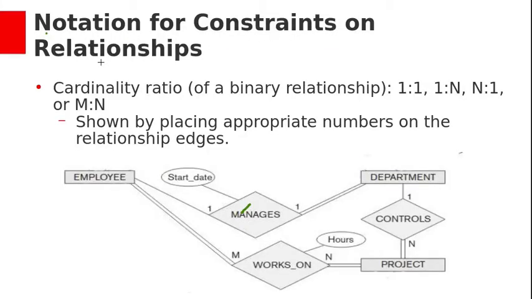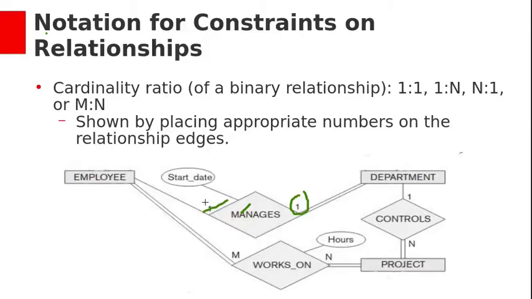Notations for constraints and relationships. Let's see cardinality ratio. It is shown by placing appropriate numbers on the relationship edges. See here, an employee can manage at most one department. Similarly, a department can have at most one employee as manager.